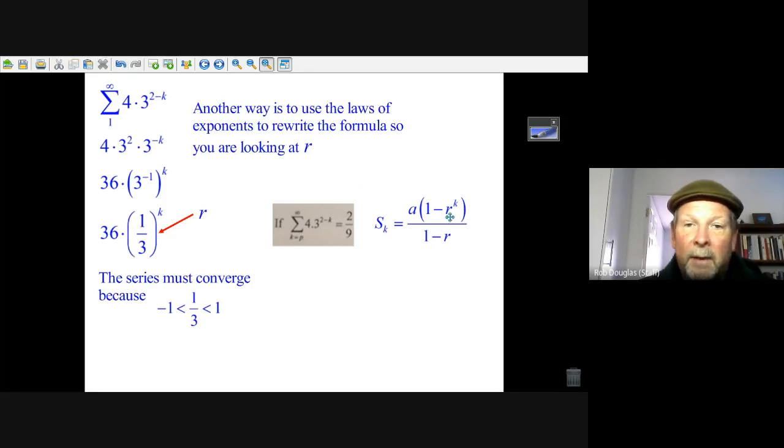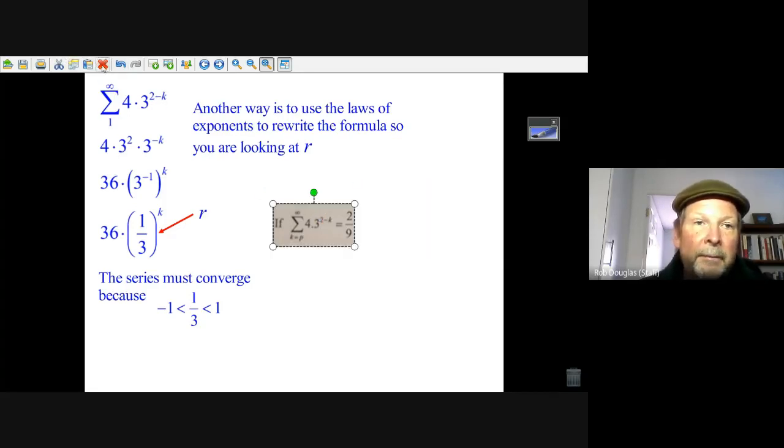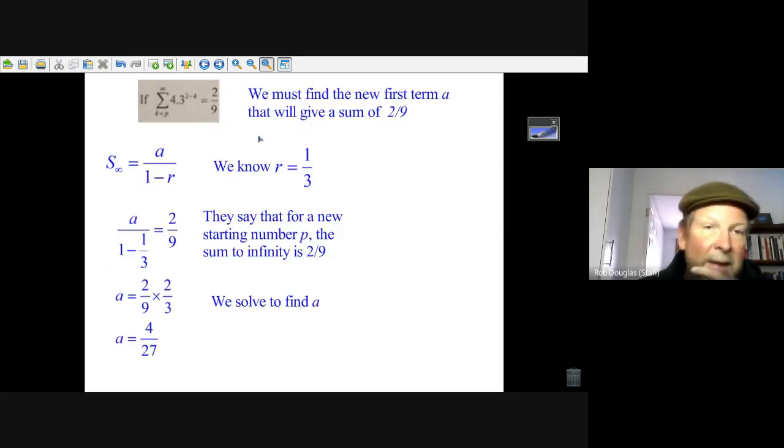I'm going to get rid of that stuff because I don't even want it. In fact, I don't want it here. The next question asks something else. They say, what if this whole sequence added up to 2 over 9? It wouldn't start at 1. It starts at a different place. And so they have this thing here.